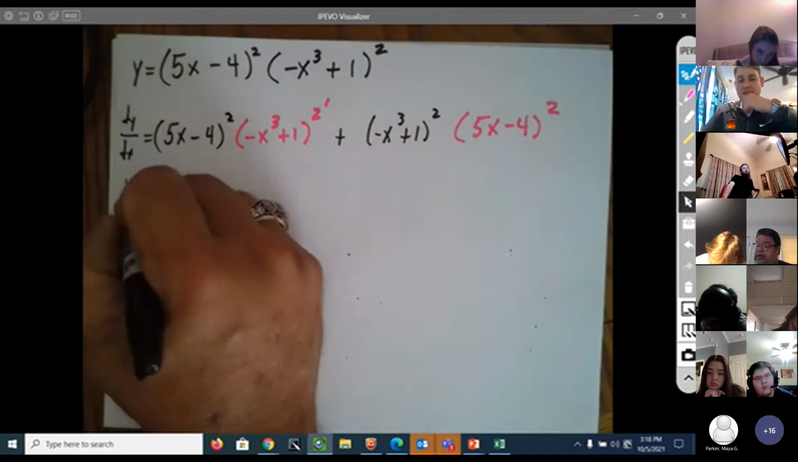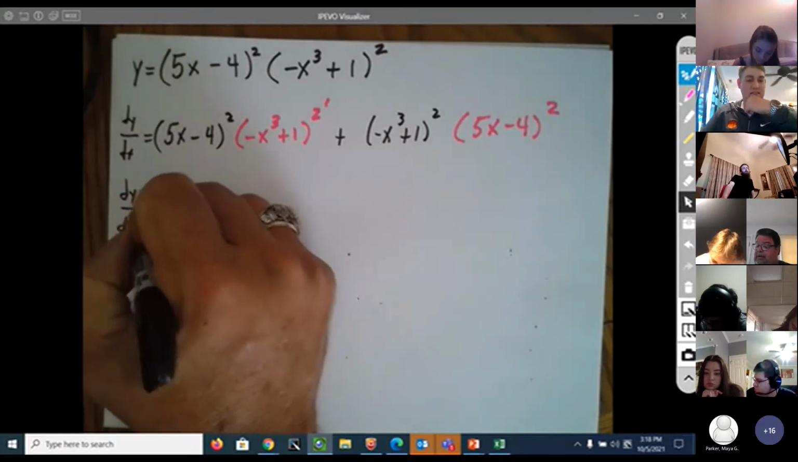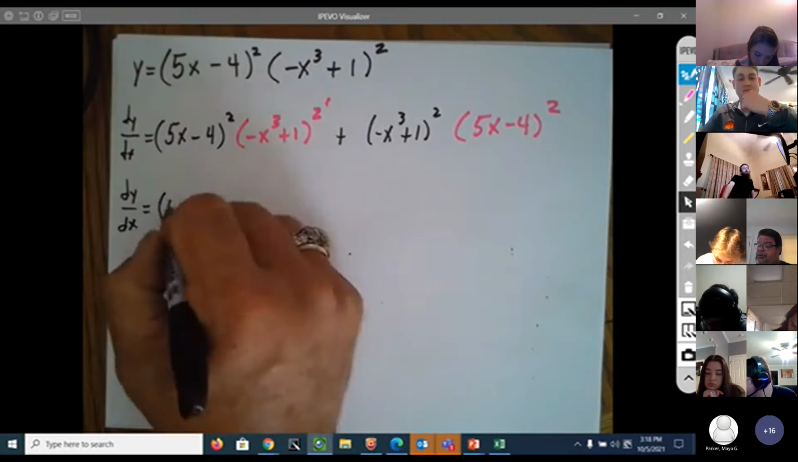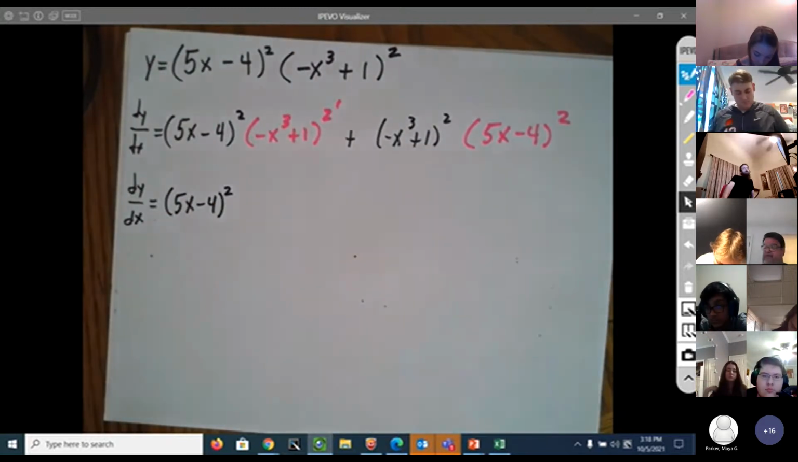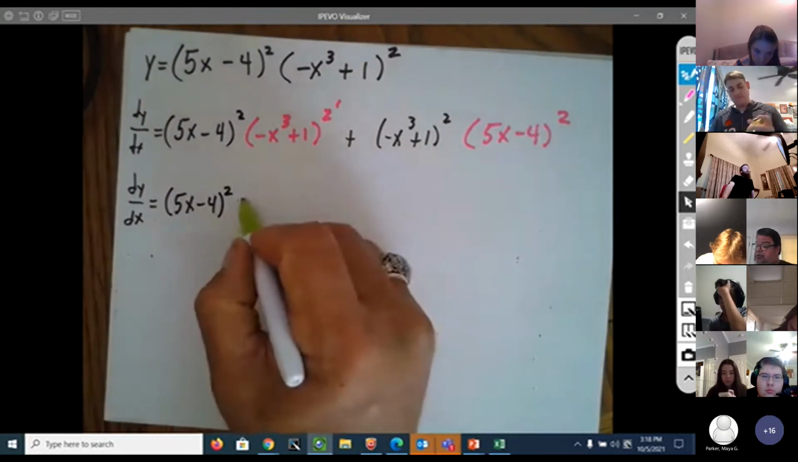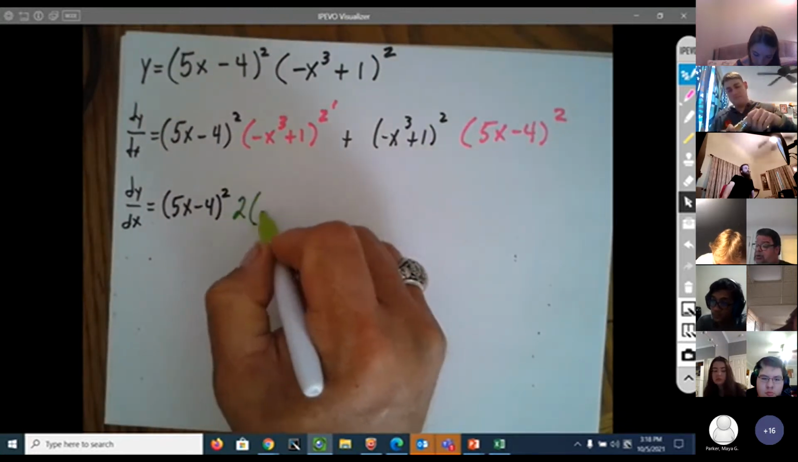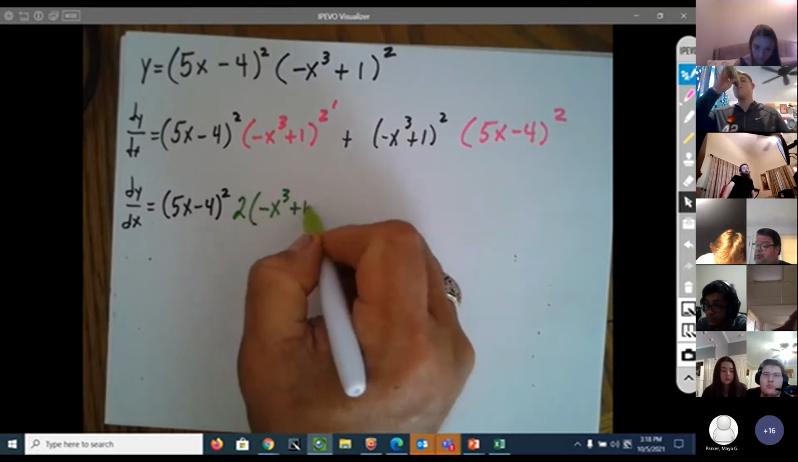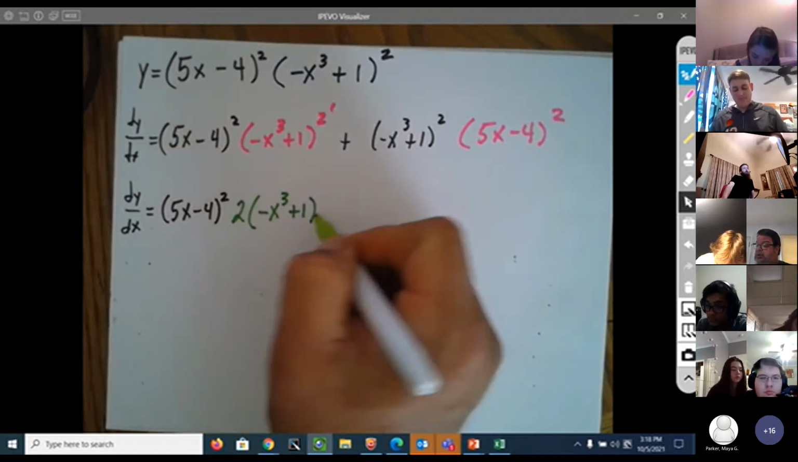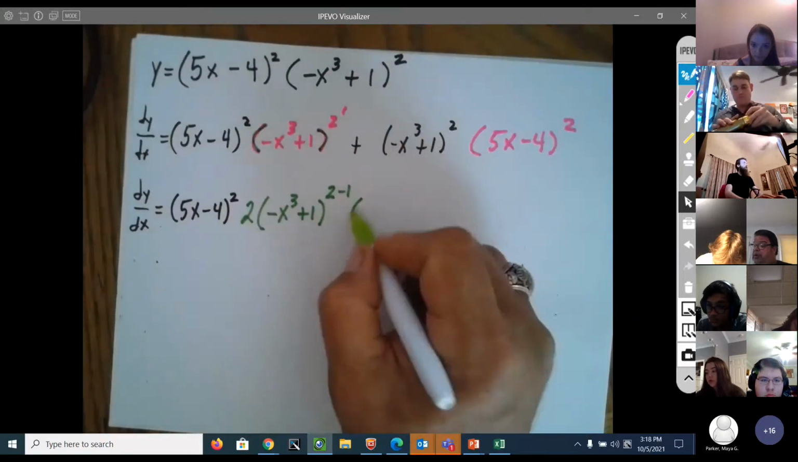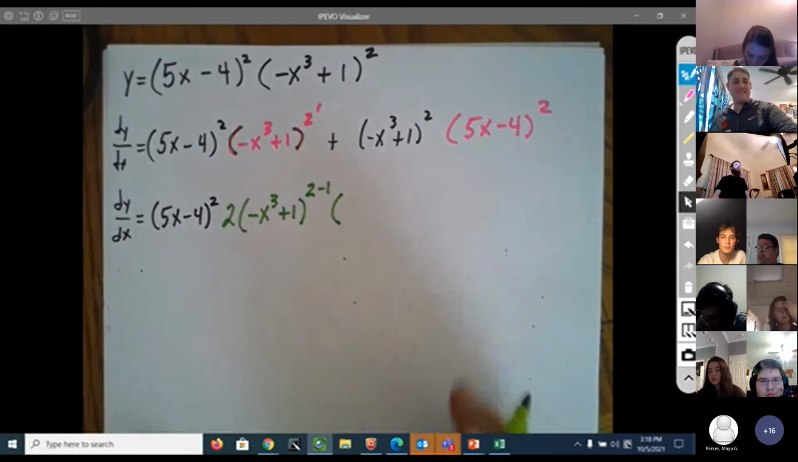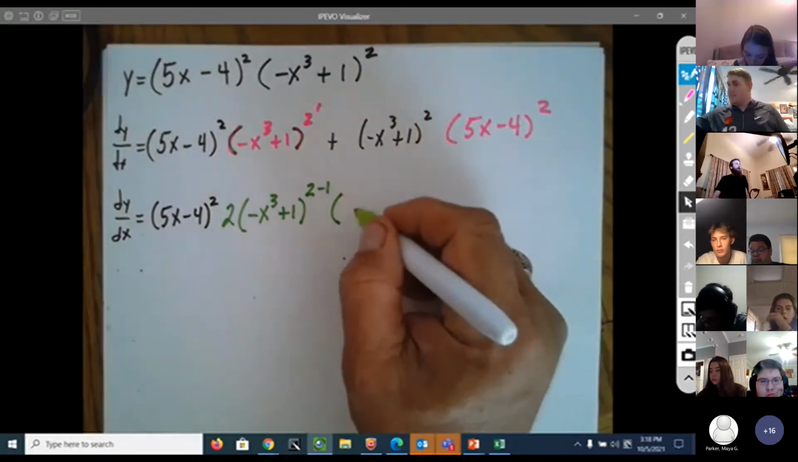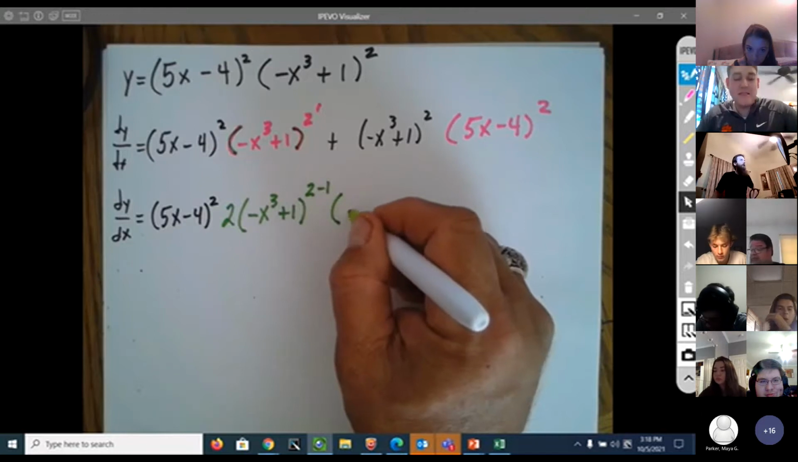So dy/dx is equal to the first times the derivative of the second, which will be 2(-x^3 + 1)^(2-1). And somebody tell me what the derivative of negative x cubed plus 1 is. Negative 3x squared. That's right, class.